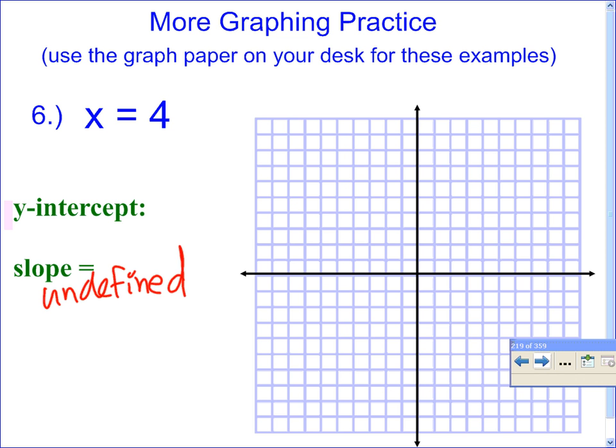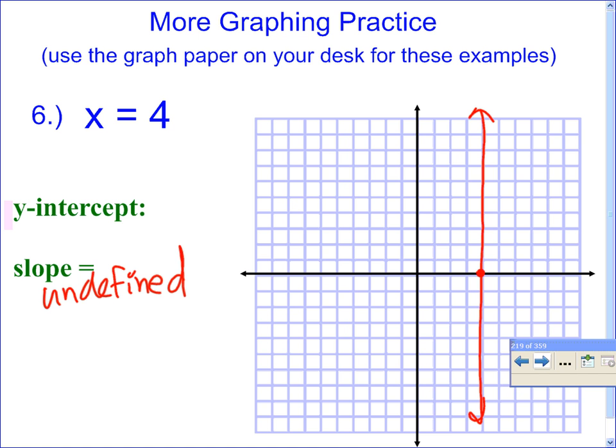If the slope is undefined, what does the graph look like? This way or this way? This way. How do you graph that? Mary, how do you graph that? Go over from where each is. Good. So let me ask you again. What's the y-intercept? Where does that graph cross the y-axis?